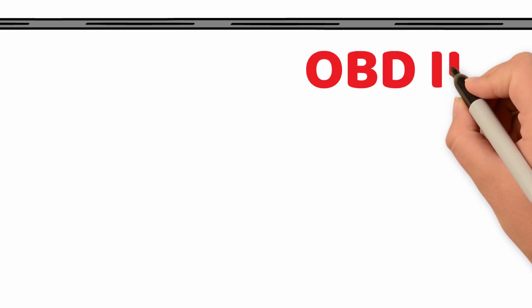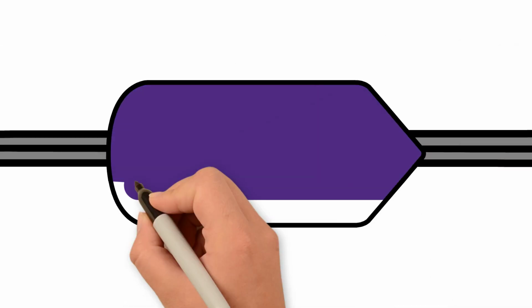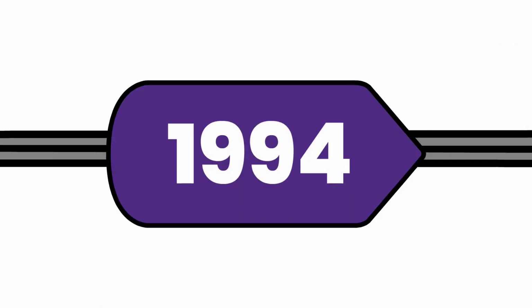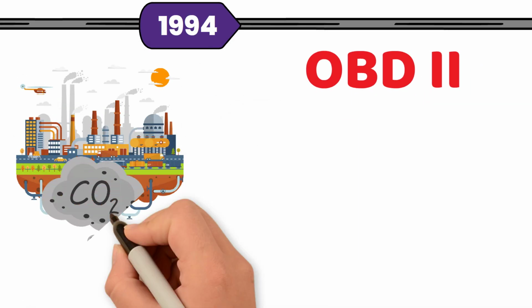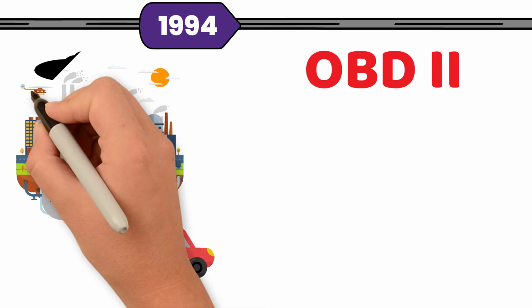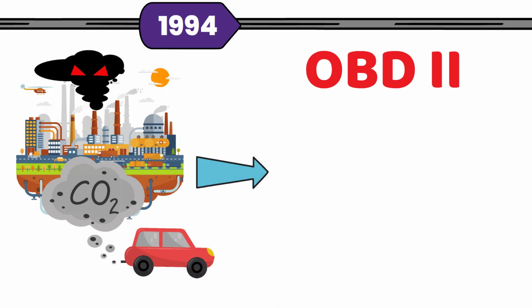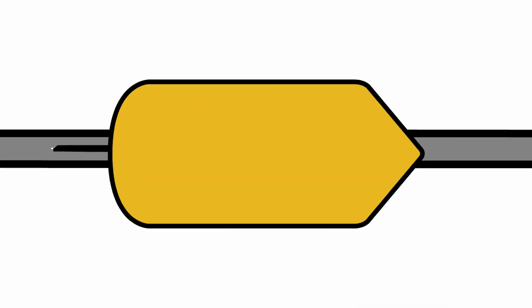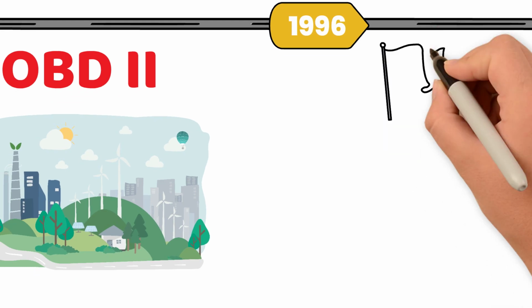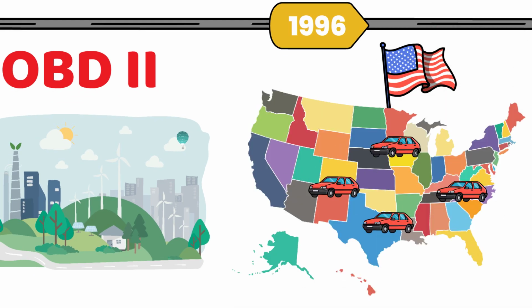The next generation of onboard diagnostics is OBDII, which came into existence in 1994. It aimed to detect vehicle issues that could potentially contribute to higher emissions. OBDII plays an important role in promoting a cleaner and more environmentally conscious automotive industry. As a result, by 1996, OBDII had become the prevailing standard for all vehicles across the United States.